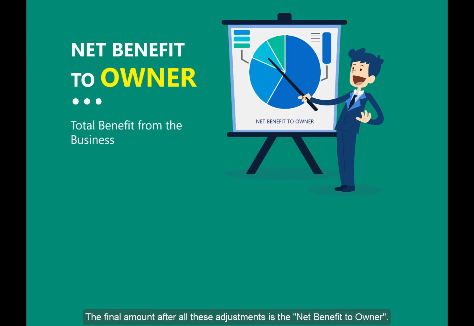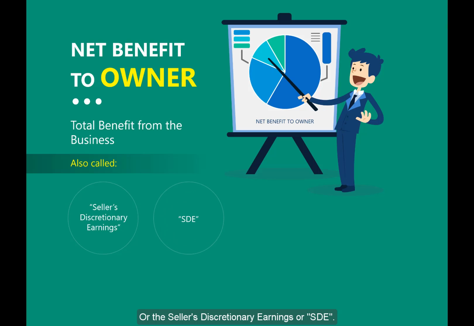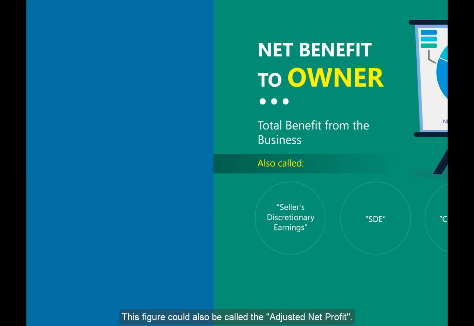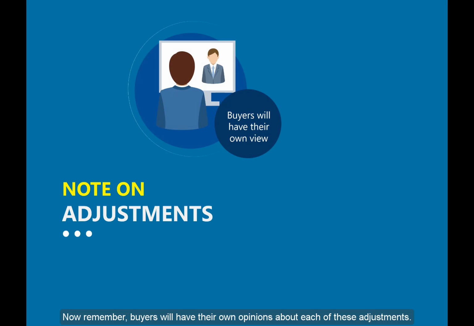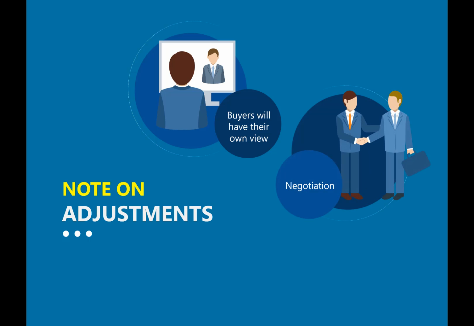The final figure after all of these adjustments is the net benefit to owner, or the seller's discretionary earnings, or SDE. This is also called the cash flow in US websites, and this figure could also be called the adjusted net profit. Now remember that buyers will have their own opinions about each of these adjustments, and they'll suggest their own version of the adjusted net profit. These adjustments to the profit are almost always the subject of negotiation.